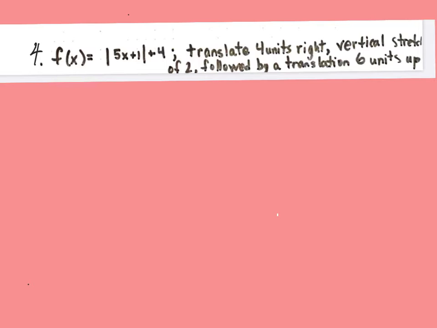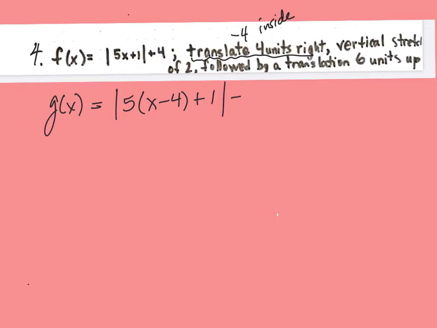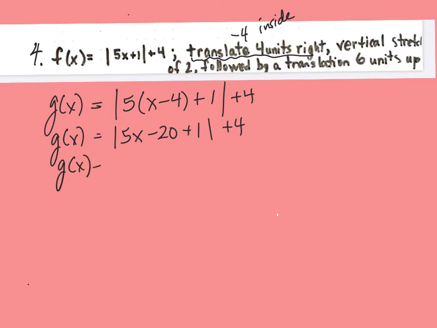Here's question 4. Let's start with translate 4 units right. 4 units right means a subtract 4 inside with x. So let's do that. We're writing a new function g that has had these transformations occur. I'm going to simplify that. I should distribute inside of that absolute value. So 5x minus 20 plus 1. I should combine like terms inside of there. So 5x minus 19.